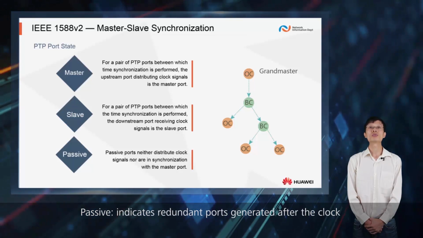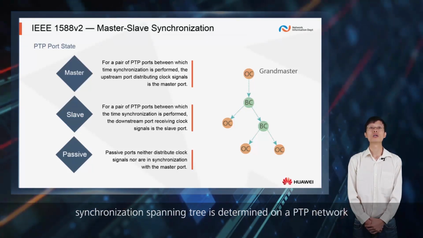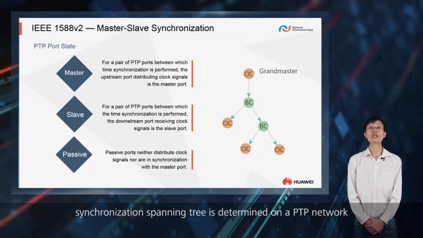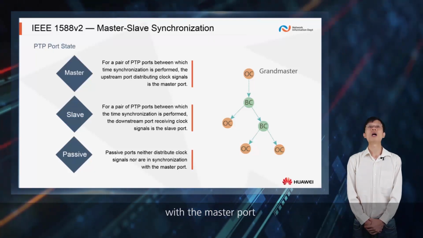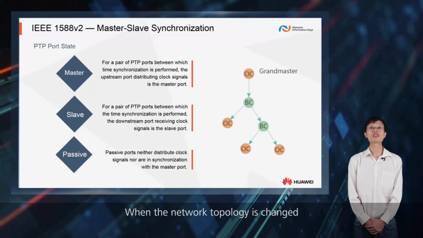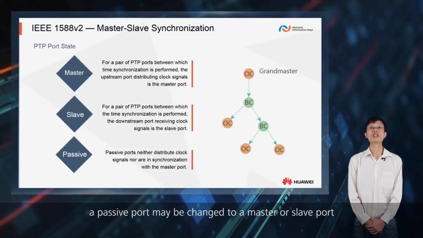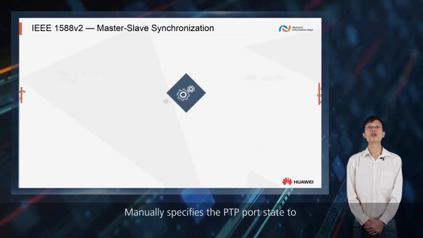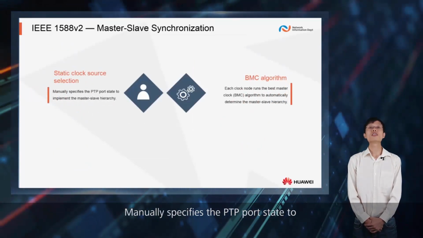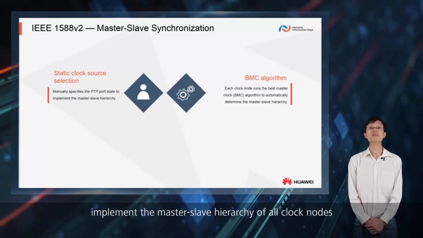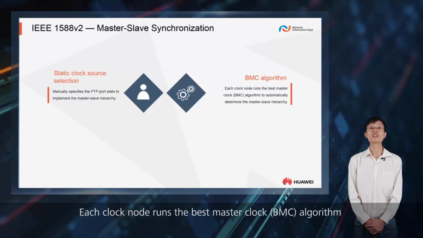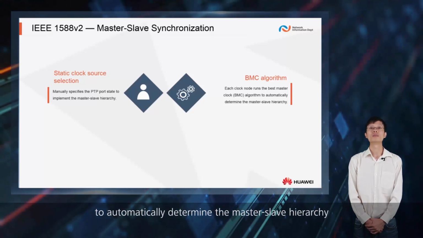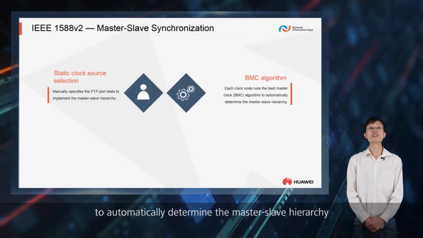Passive: indicates redundant ports generated after the clock synchronization spanning tree is determined on a PTP network. These ports neither distribute clock signals nor are in synchronization with the master port. When the network topology is changed, a passive port may be changed to a master or slave port. You can manually specify the PTP port state to implement the master-slave hierarchy of all clock nodes. Alternatively, each clock node runs the best master clock, BMC, algorithm to automatically determine the master-slave hierarchy.